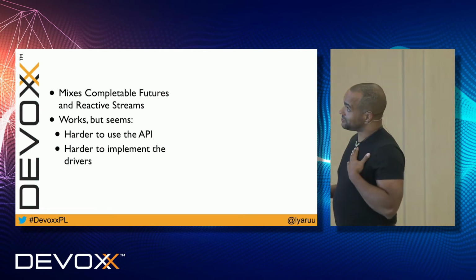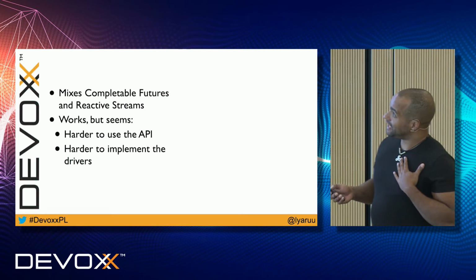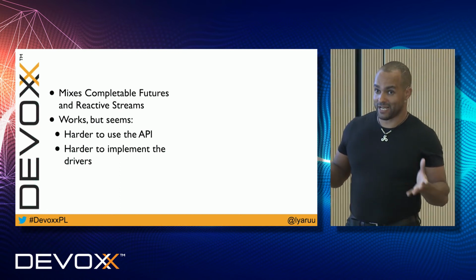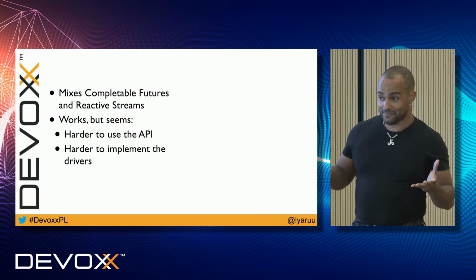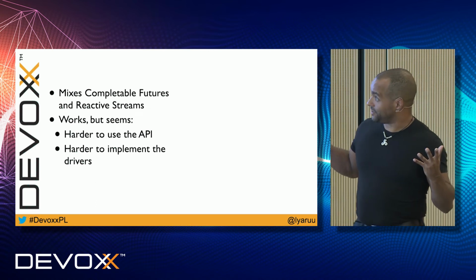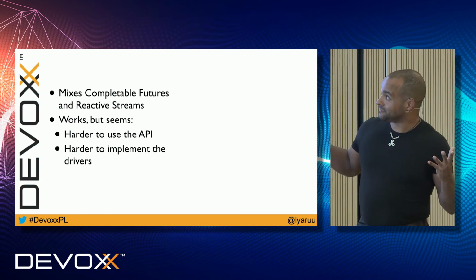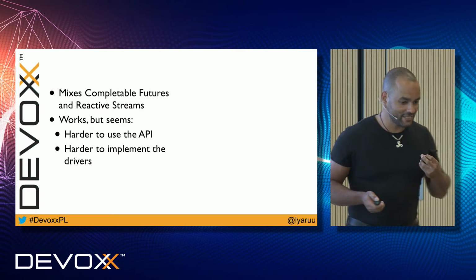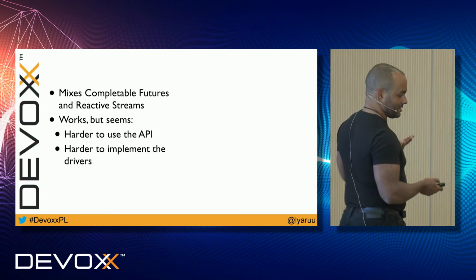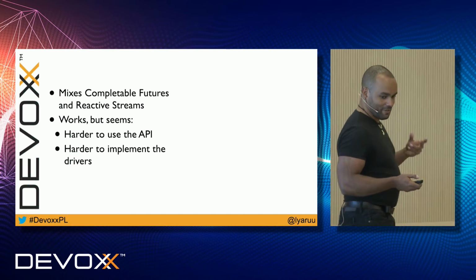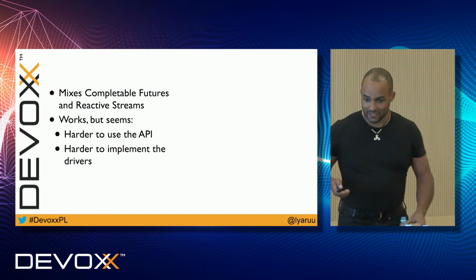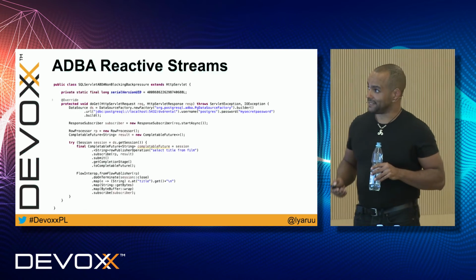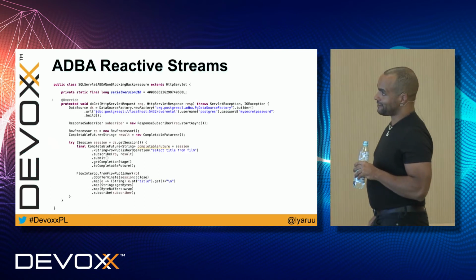I found some source code somewhere, and it mixes completable futures and reactive streams. And that's an interesting choice. It seems to work, but the API gets a bit messy because you are using two similar but fundamentally different things. And also, I have the impression that the drivers are a lot more complicated. So let's have a look at Reactive Streams ADBA.